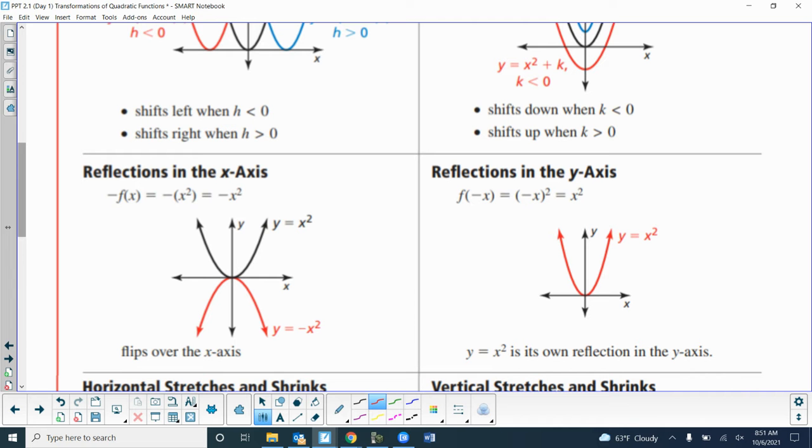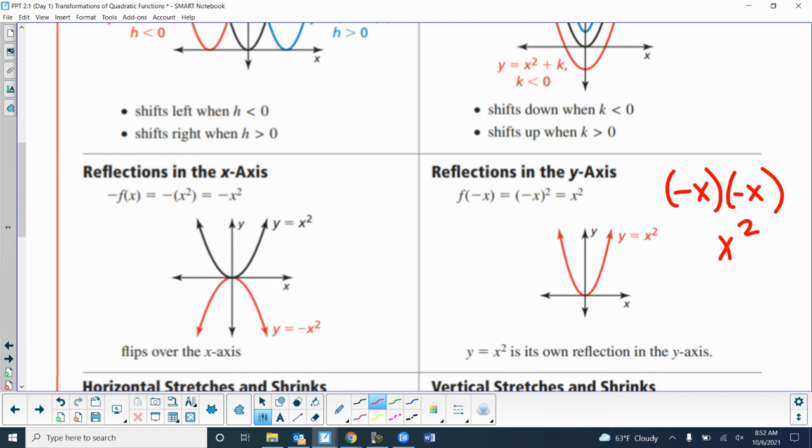But what happens when I square negative x? What's negative x times negative x? It's still positive x squared, right? And all it's doing is flipping. Well, if it just flips along the y, it still looks exactly the same, doesn't it? Because that y-axis is our axis of symmetry, right? Those parabolas that open up and down always have a vertical axis of symmetry. Okay?